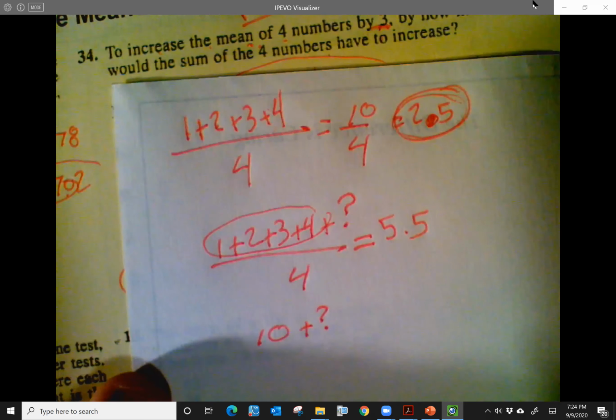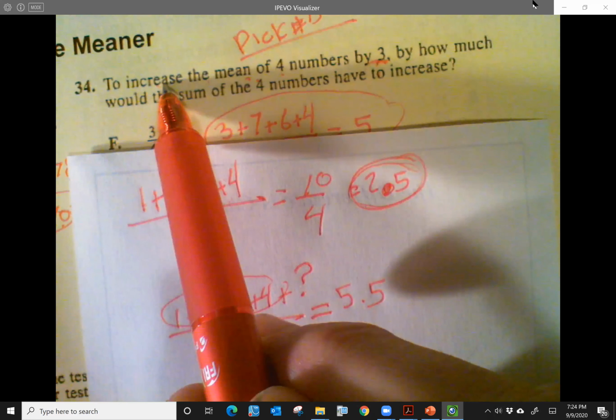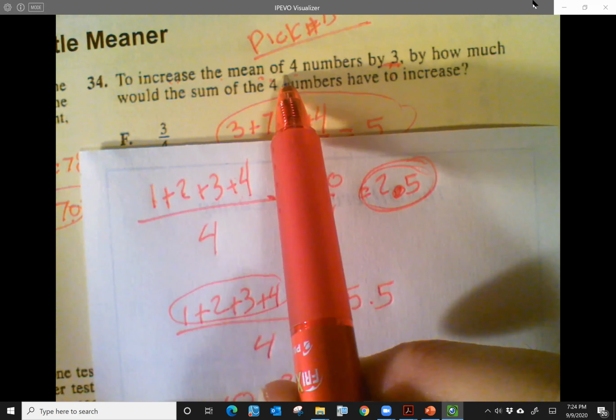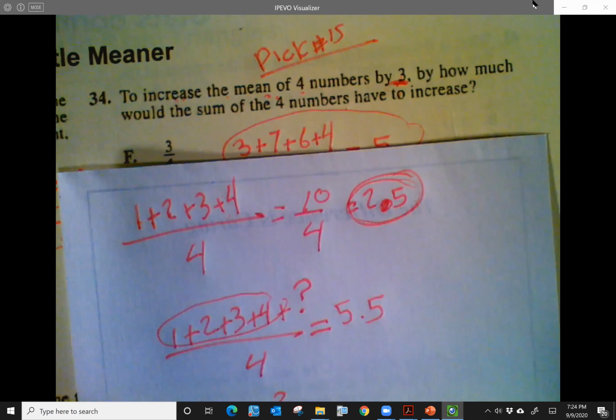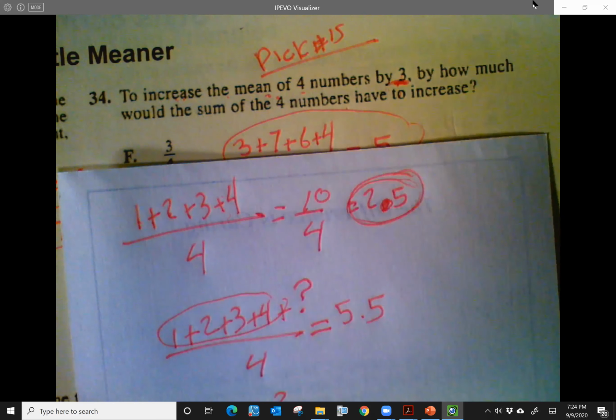Oh, 2.5. But see here, remember the thing is, I want to increase the mean of 4 numbers by 3. By 3. Yeah. So here's what's tough on the math, Alex. And for me, I'm a math guy. I'm not a very good English person.